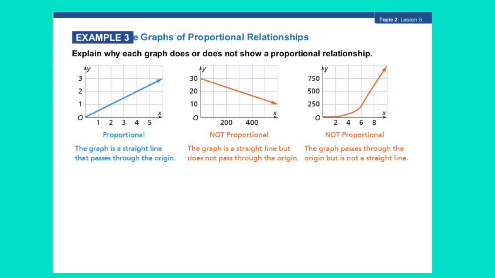Okay, one of the things we talked about in example number 1 is what makes a graph proportional. Let's go ahead and review that one more time. To be proportional, it has to be straight like a ruler, and it has to go through the origin. It has to have both of those things. So on the first one, it is proportional. It clearly is straight and it goes through the origin.